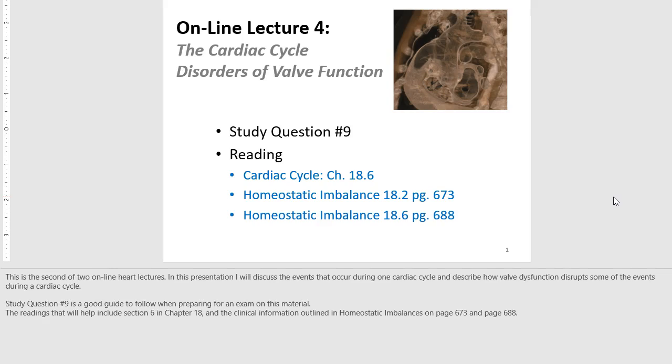The material corresponds to study question number 9, and your assigned reading is chapter 18.6 for the cardiac cycle, and for the disorders of valve function, chapter 18, section 2, specifically a section called a homeostatic imbalance on page 673. And another disorder is described in the homeostatic imbalance in section 18.6 on page 688.